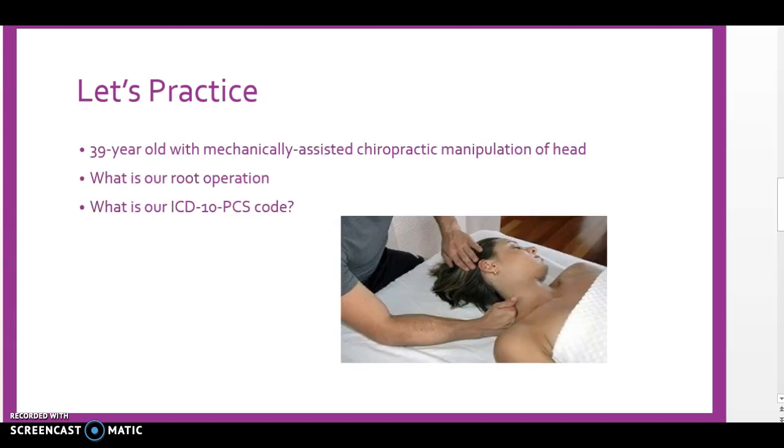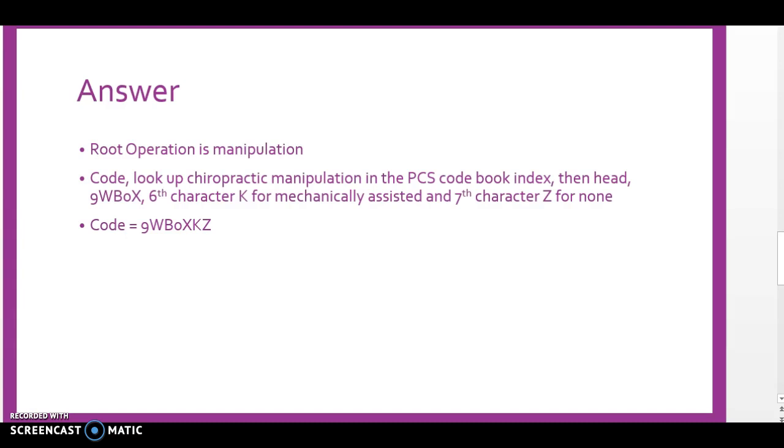So now that we are familiar with the definition for manipulation, let's look at a couple cases. Our first coding practice scenario has a 39-year-old patient being seen for mechanically assisted chiropractic manipulation of her head. So what is our root operation and what is our ICD-10-PCS code? Remember, your first question is always, what is our root operation? So we know we only have one root operation to pick from in this section, which is manipulation.